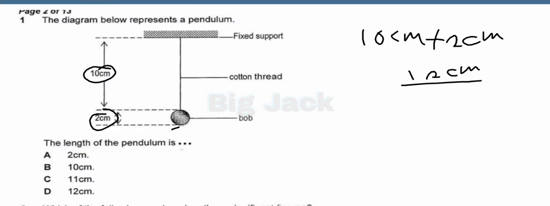This one is wrong. Apart from this, you might also think the length is just from the fixed point up to where the cotton thread is ending, which is 10 centimeters. Even that one is going to be wrong. So if you have answered 12 centimeters or 10 centimeters, don't worry, those answers are not correct. So let me show you how to answer this correctly.